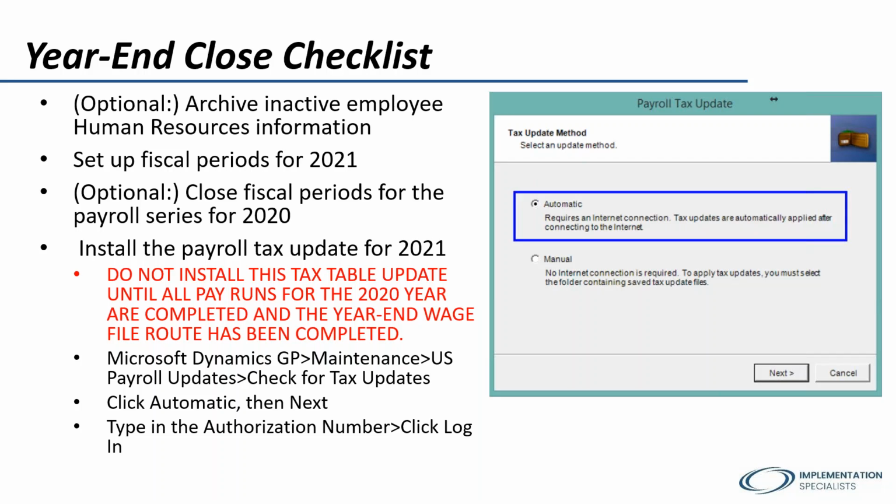But if you don't know what that authorization number is, you can always contact us and we can let you know what it is. You click next and then you'll get a screen saying that the tax tables have been updated. And then you can always go back into the screen that we referenced previously to check that the date has changed.